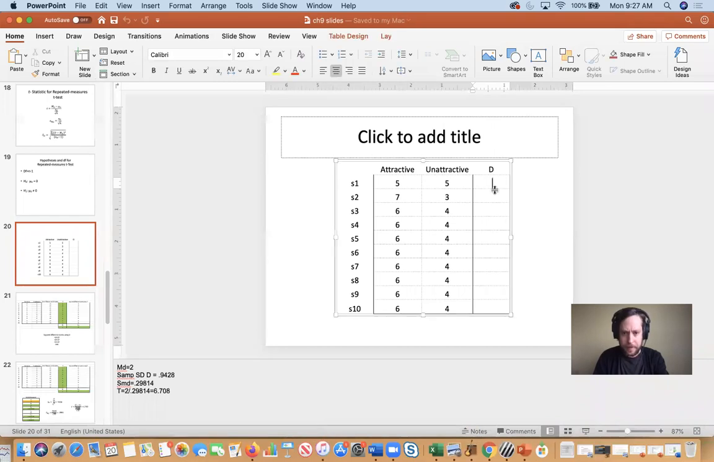All right, I think I can type these in here. So 5 minus 5 equals 0. 7 minus 3 equals 4. 6 minus 4 equals 2. 2, 2, 2, 2, 2, 2, and 2.